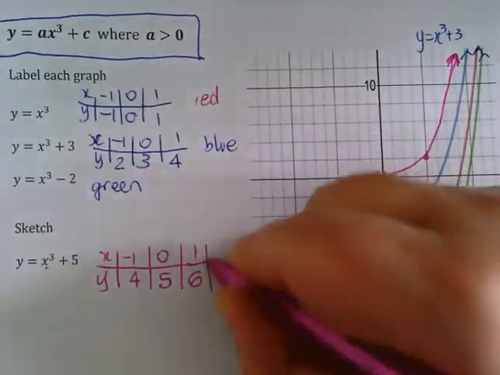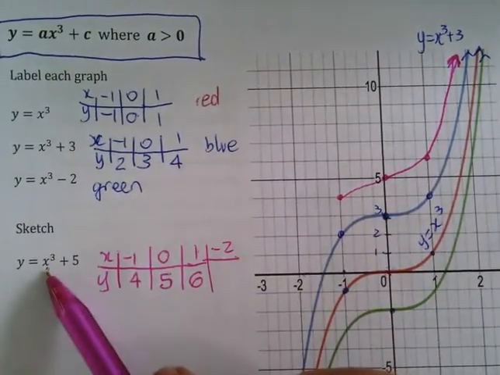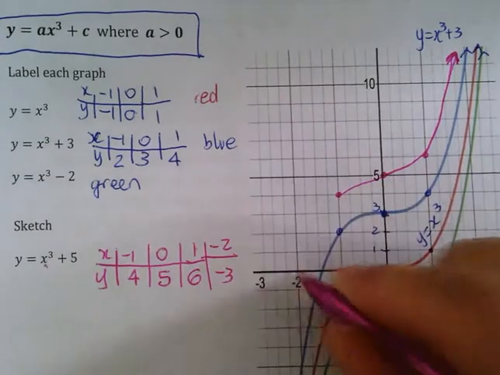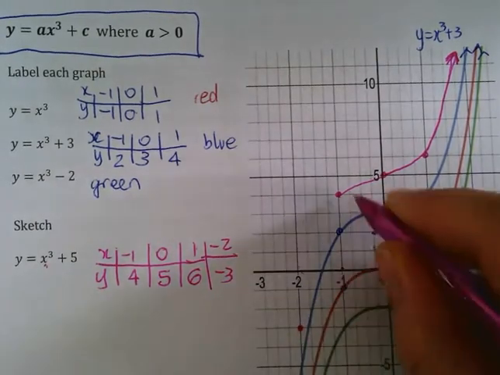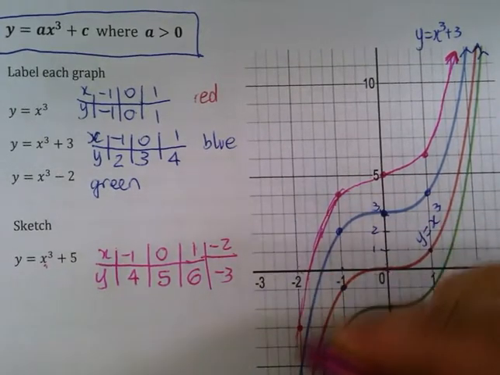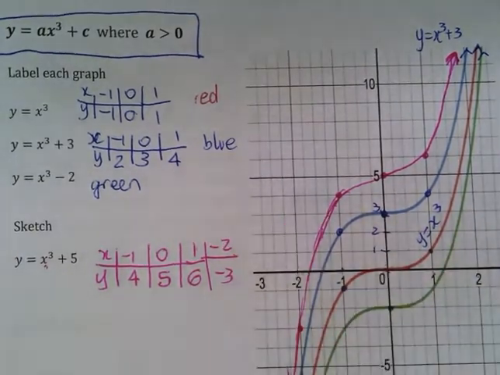Point actually. I'm going to put the -2 over here because -2 cubed is -8 plus 5 is -3. So I can actually put that one in. -2, -3 is down there. So it's got to be a smooth curve. It looks like that. It would be smooth if you just went.